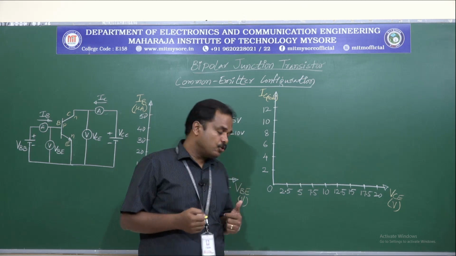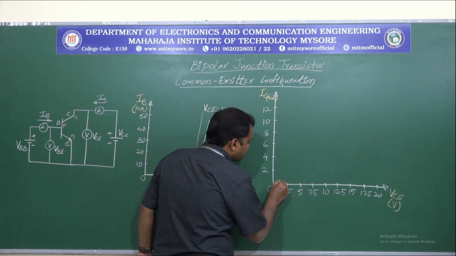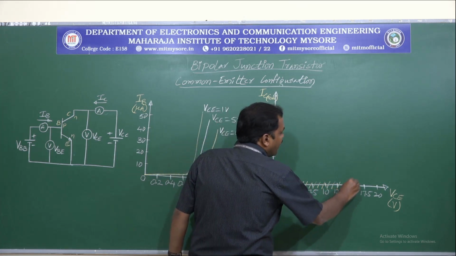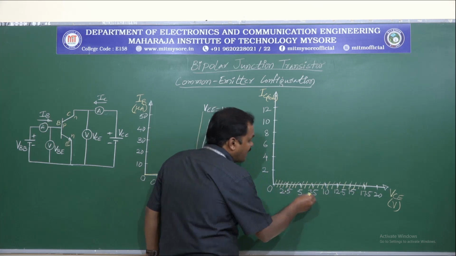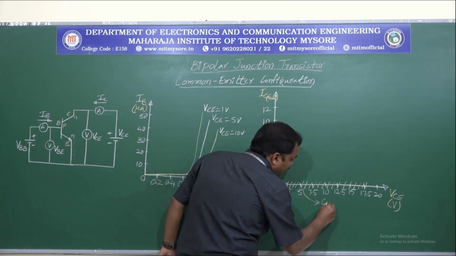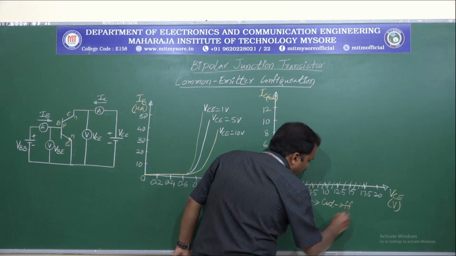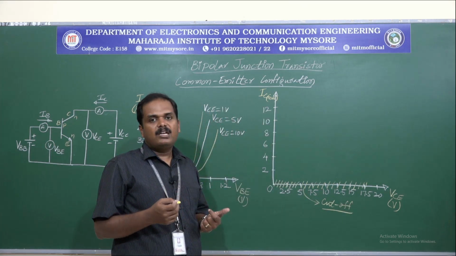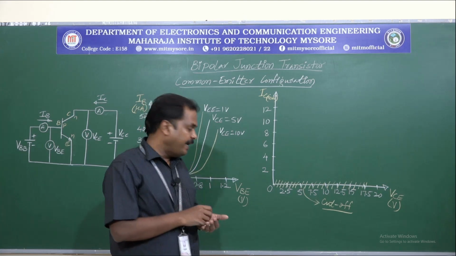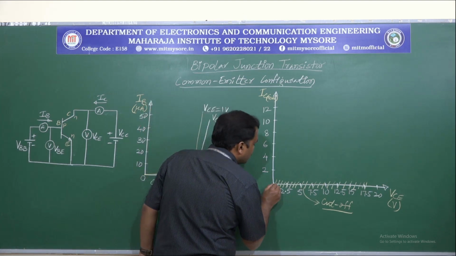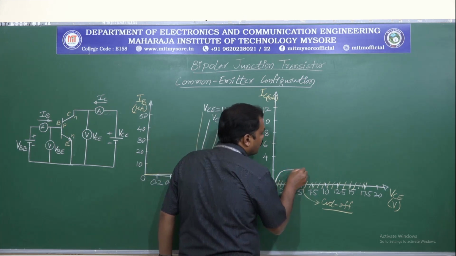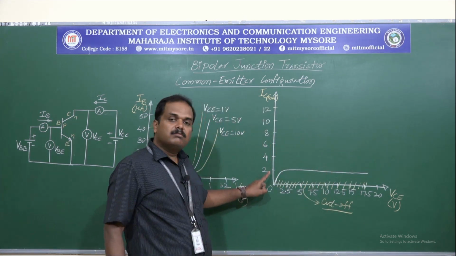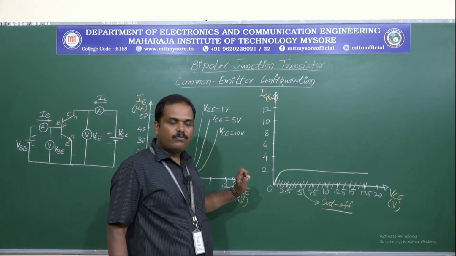Now if IB is 0, then there will be no output current. So the device is said to be in the cutoff region. The device will be in cutoff region. Now if I increase the input current IB, then there will be an output current IC flowing like this.